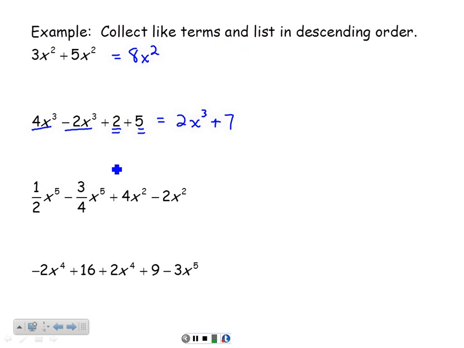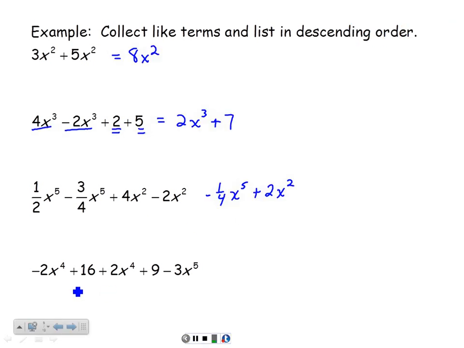So for this one, I'm going to combine the x to the fifths. I have 1/2 x to the fifth minus 3/4 x to the fifth, which is going to be a negative 1/4 x to the fifth. And then I have 4x squared minus 2x squared, which is going to be 2x squared.